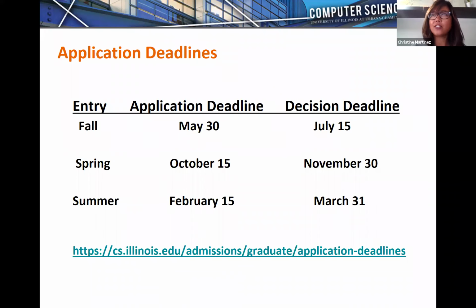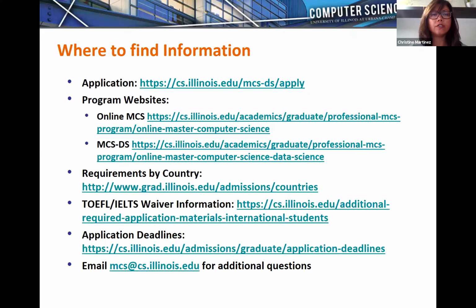All right, and so then the last slide, where to find information. So here are all the URLs that we went over previously in the slide deck. So the application is found here. Program websites, there's 2 separate program websites, one for general online MCS and one for MCS-DS. Requirements by country, depending on where you receive your degrees. TOEFL and IELTS waiver information. And then the application deadlines.